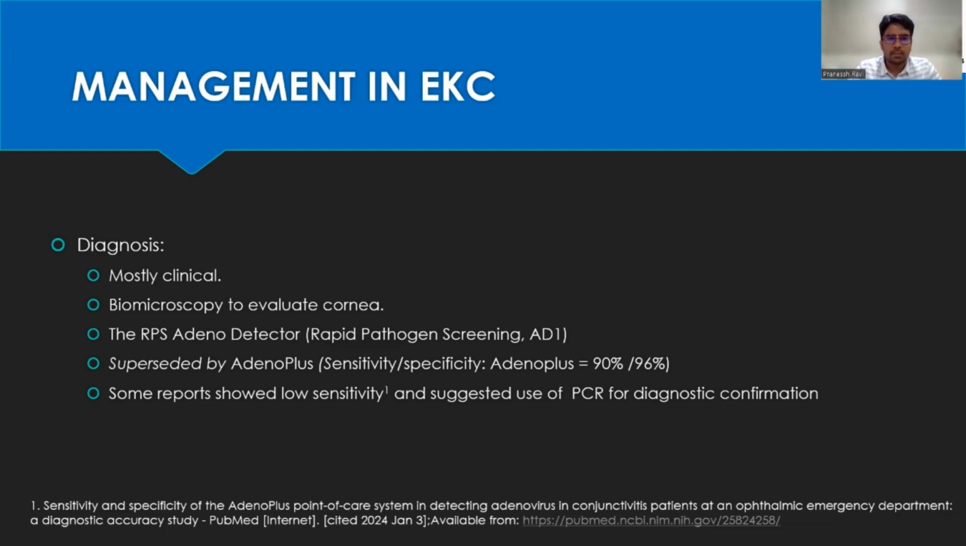To start with, we have RPS Adeno Detector, which was later superseded by AdenoPlus, which had a sensitivity and specificity of 90 and 96%. Some reports show that AdenoPlus had very low sensitivity, so they suggested using PCR for final diagnostic confirmation. Viral cultures can also be done.